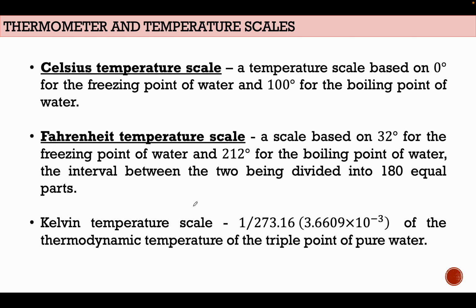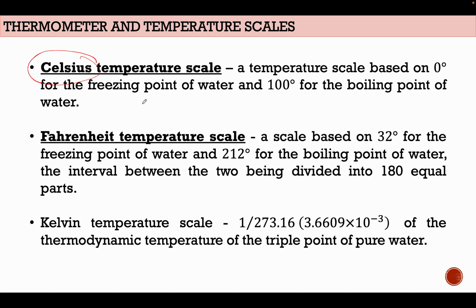Okay, so now let's discuss the thermometer as well as the different temperature scales. The first one is the Celsius temperature scale. The Celsius temperature scale is a very common temperature scale that we always use in measuring temperatures, such as body temperature, as well as when we are baking.